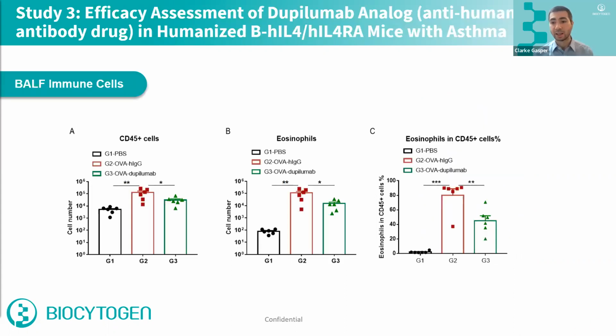In this third study, asthma was induced in our double humanized IL-4 mice, which also exhibit similar changes in the number of immune cells and eosinophils in the BALF. However, in this study, Dupilumab was added in the green group 3, which is a monoclonal antibody therapy that blocks human IL-4 receptor binding. It was administered and showed that immune cell numbers and eosinophils were significantly lowered compared with the disease-only group in red.